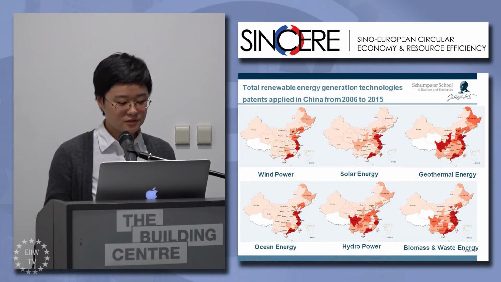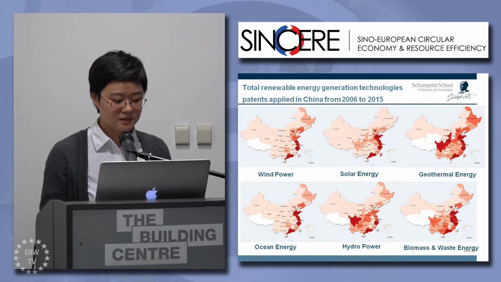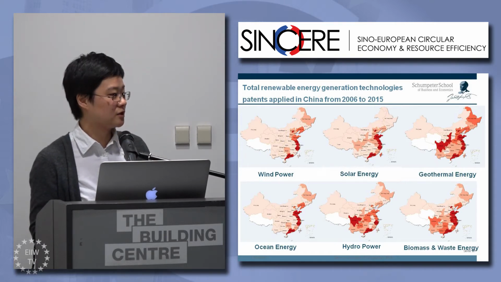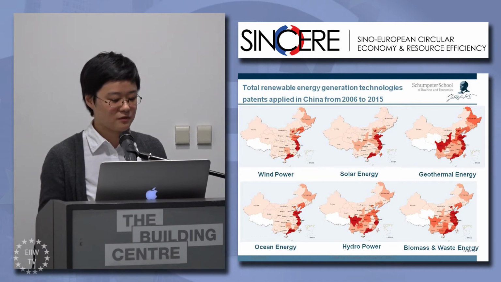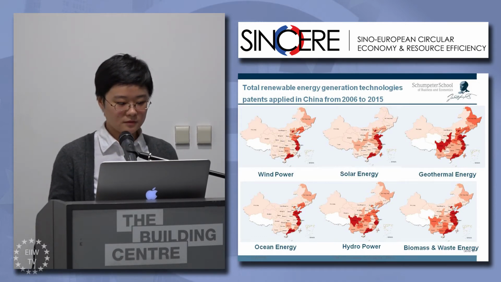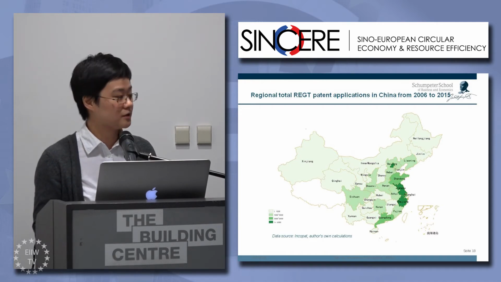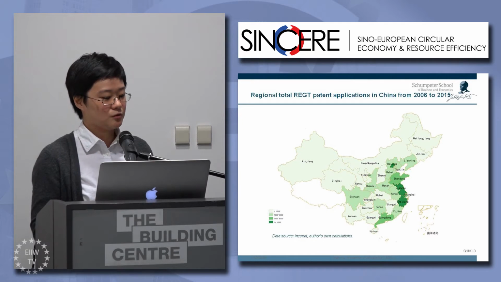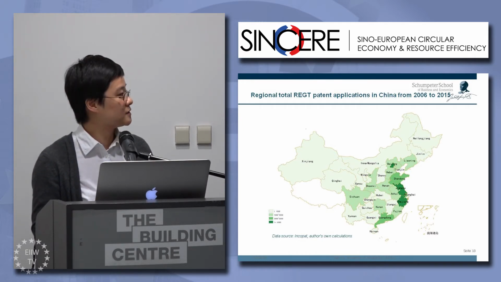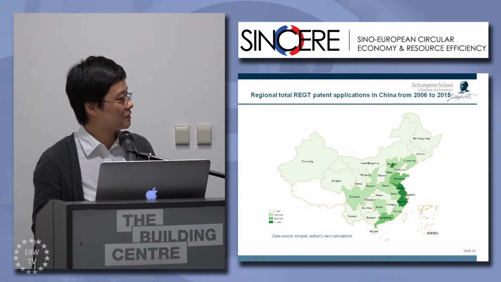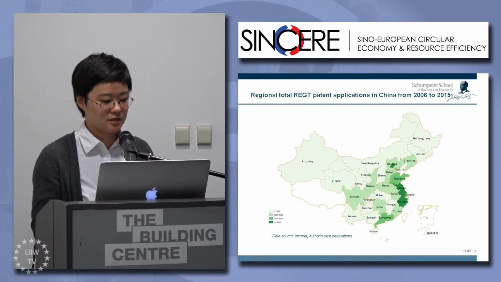For wind power, solar energy, ocean energy, and biomass and waste energy, we can see that the most active regions are in the coastal area, or the east area, as we say. But for geothermal and hydropower, because of the differences in natural resource distribution, we can see that Sichuan province is also quite active. We sum up all these last 6 maps together, and this is the final map of all the 6-sector renewable energy patent applications in China from 2006 to 2015. We can see that Jiangsu province, Zhejiang province, and Beijing have the highest number of patent applications in these technologies.